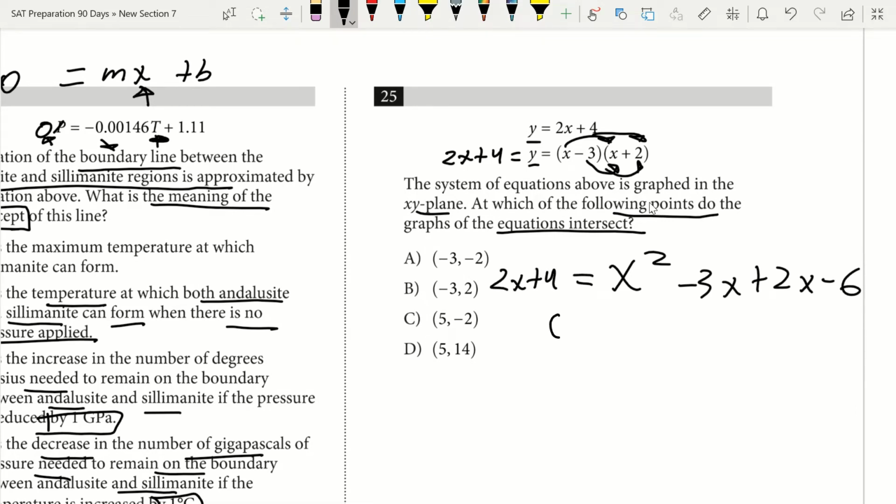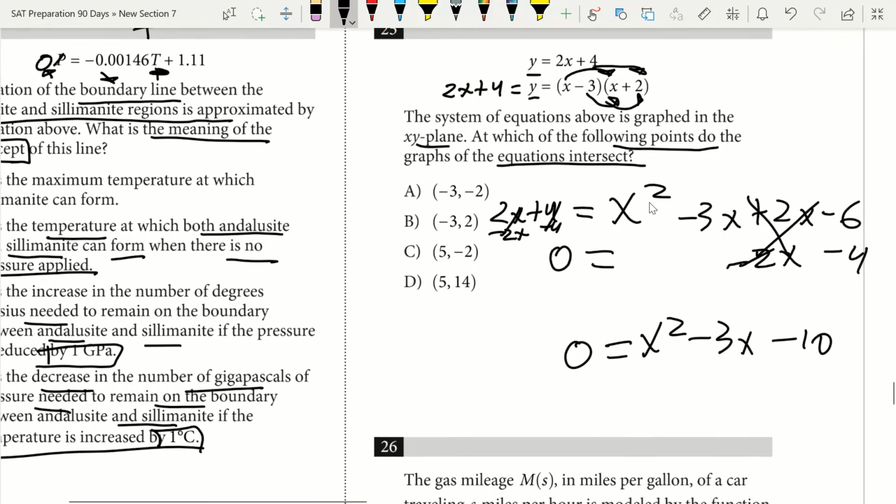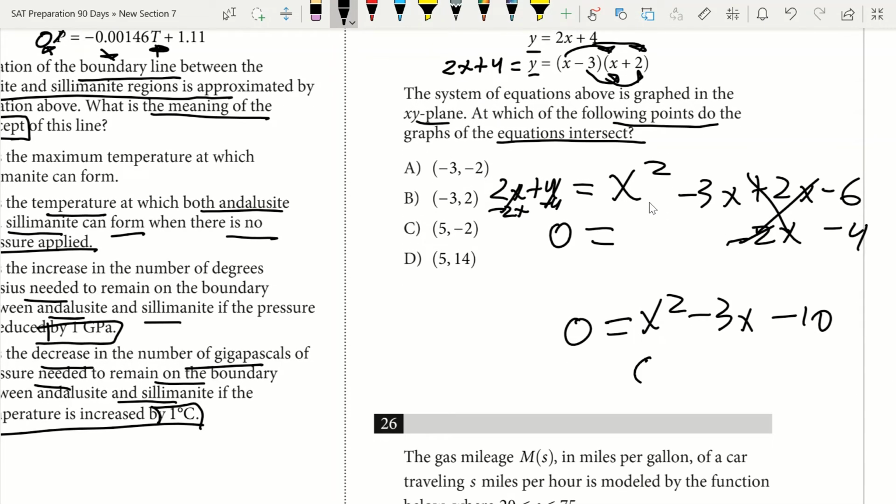Now we're just going to set it equal to 0. So we subtract 2x and subtract 4. Negative 6 minus 4 gives me negative 10. Negative 3x, and then I see I have plus 2x and minus 2x, and those will cancel out. So I'll be left with x squared minus 3x minus 10 equals 0. At this point, I factor it to solve for what my possible solutions are.